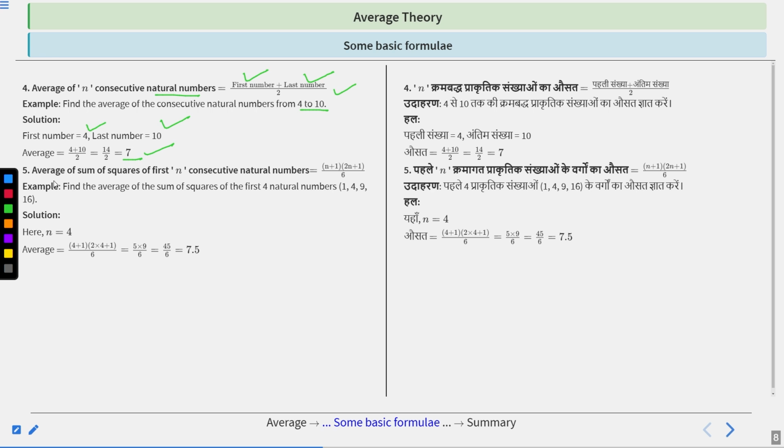Clear? Average is 7. The average of the sum of squares of the first n consecutive natural numbers is (n + 1)(2n + 1) / 6. Clear? For example, find the average of the sum of squares of the first 4 natural numbers, which are 1, 4, 9 and 16. These are all square numbers. So here n equals 4. So the average will become (4 + 1) multiplied by (2 x 4 + 1) upon 6. So we get the average, which is 7.5.